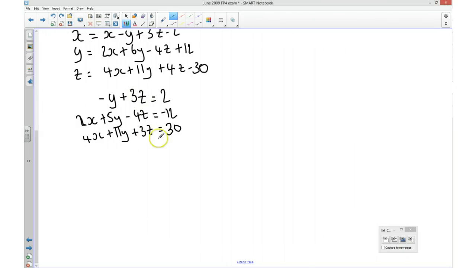And I could now go ahead and write this in augmented matrix form like I did before, and reduce it into row echelon form. But I can spot straight away that if I double this equation and took it off this equation, I will have eliminated my x's, and that will give me enough information to be able to go on and then solve them. So I'm just going to call this equation 1, this one equation 2, and this one equation 3.